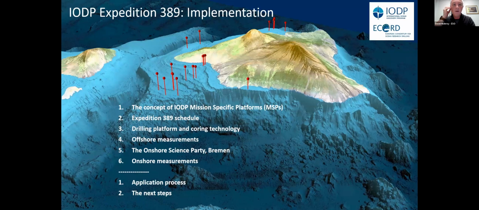Good. Okay, so let's move on now to the implementation of this expedition, which I've said has been run as a mission-specific platform expedition. So I'd like to now introduce Hannah Grant, who is the expedition project manager for this expedition. Hannah has been involved in our most recent expedition, Expedition 386 in the Japan Trench, and there we used giant piston coring as the coring method. So Hannah has experience of coordinating an MSP expedition using an alternative coring method in multiple shallow holes. So Hannah will now give an overview of how this expedition will be run as an MSP expedition. So over to you, Hannah.